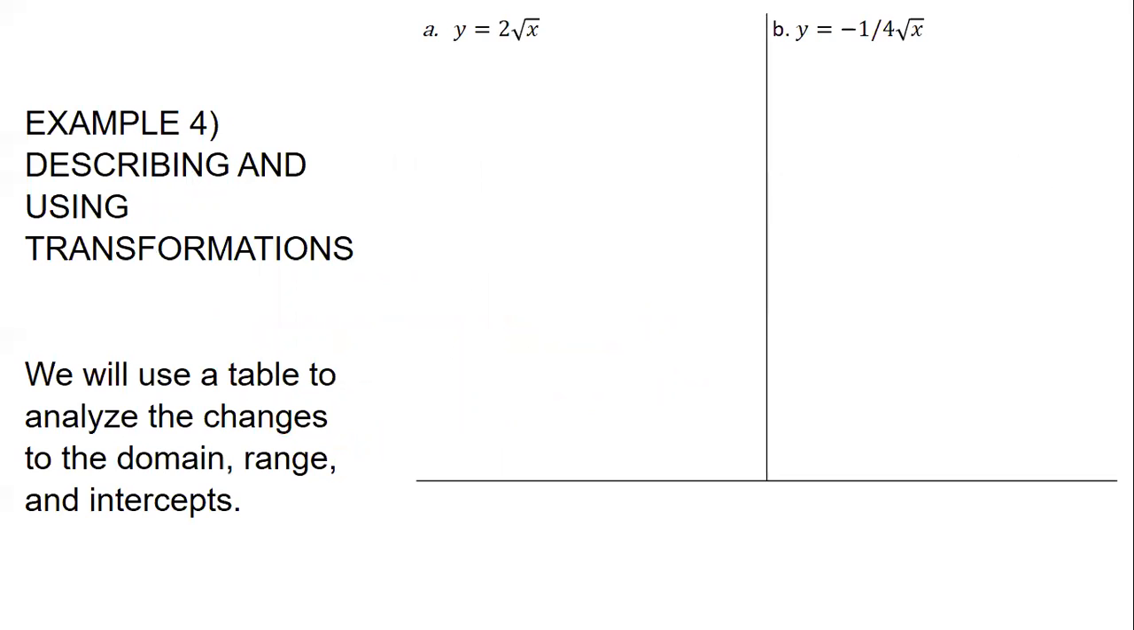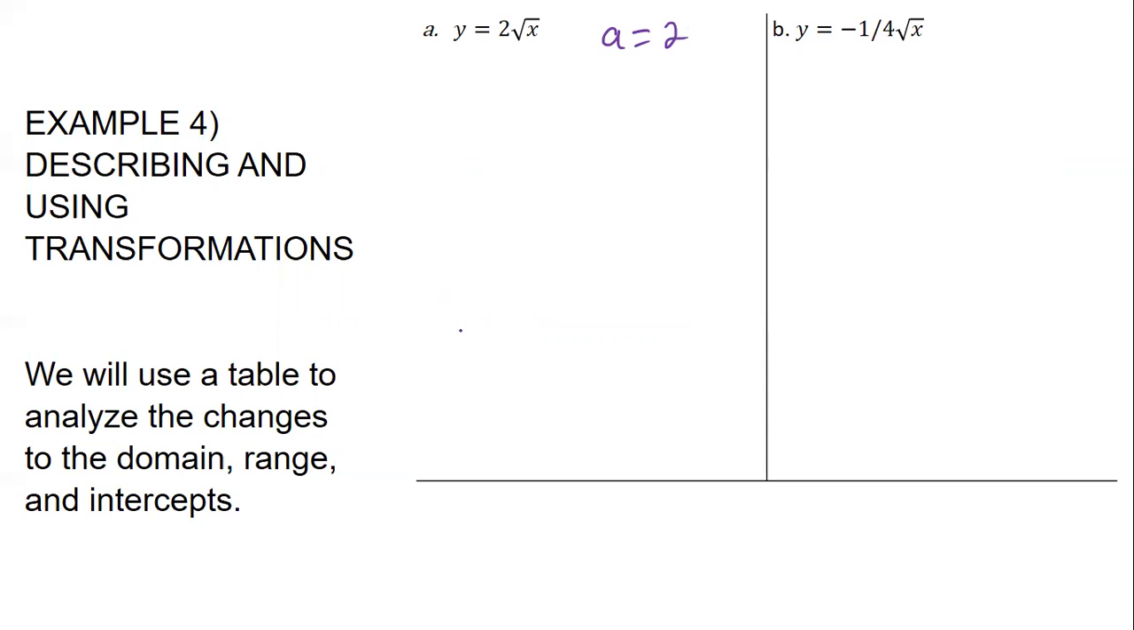Okay. So now we're going to talk about, instead of having to always create the table and creating the graph, we can just use the table to describe transformation, okay? And then we are able to state the domain and range from there. We have y equals 2 square root of x. And because we have y equals 2 square root of x, that means we have our a value. So we know that a equals 2, right?